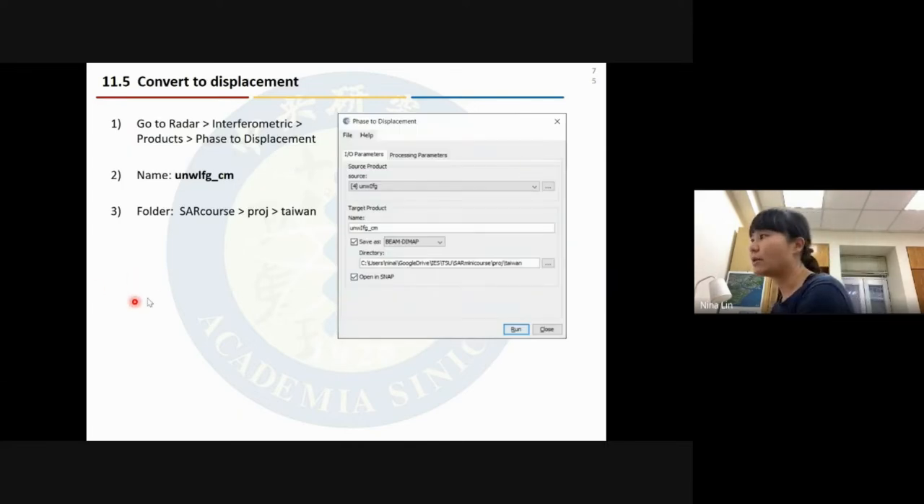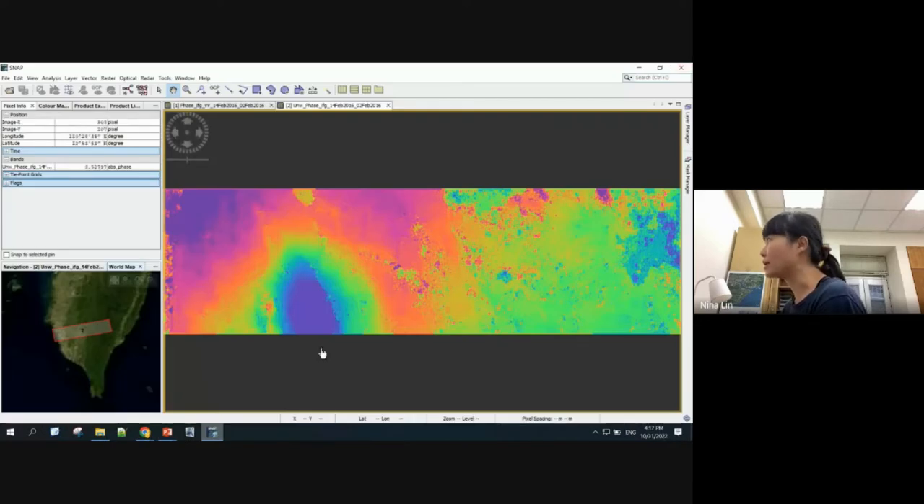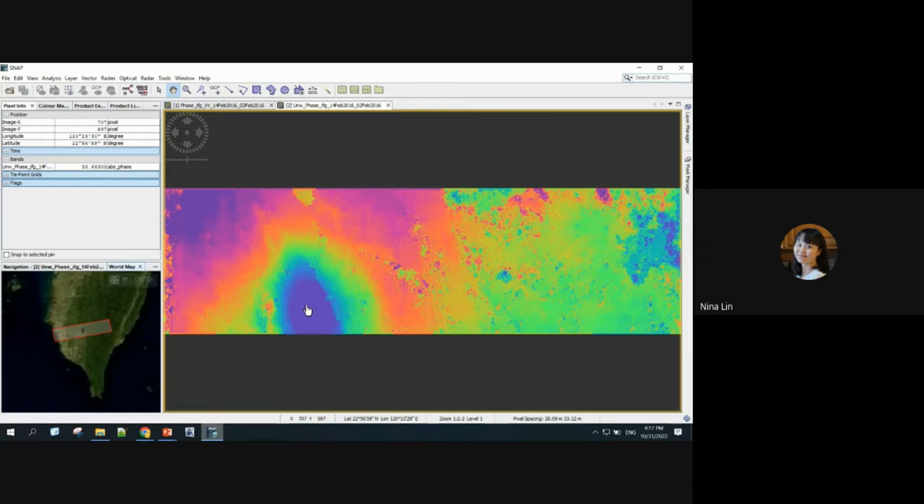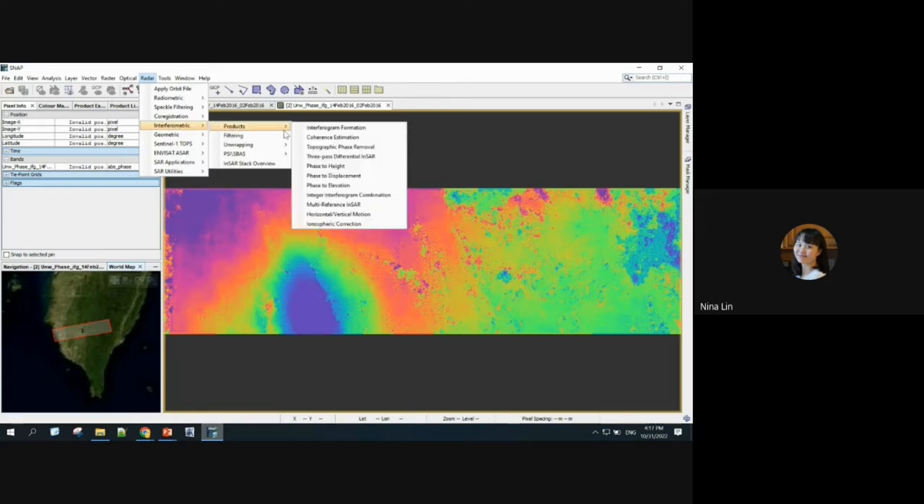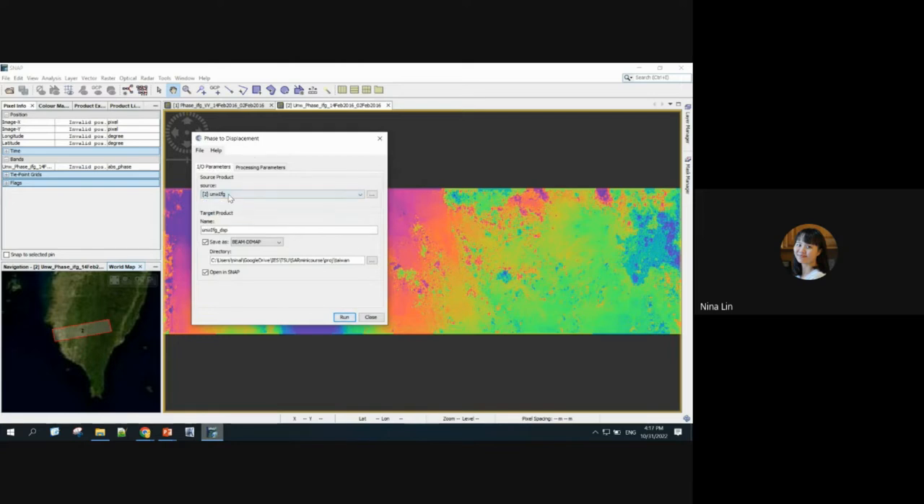All right, so now let's continue back to the hands-on practice. Following the processing chain that I showed you previously, the value we have obtained here is positive. So if I continue with the practice in SNAP, you go to Radar, Interferometric, Products, Phase to Displacement. I'm in slide 11.5. So let's do this. For the input, you need to use the UNW-IFG, and the folder is Project Taiwan. You don't need to do anything here. So let's try run.